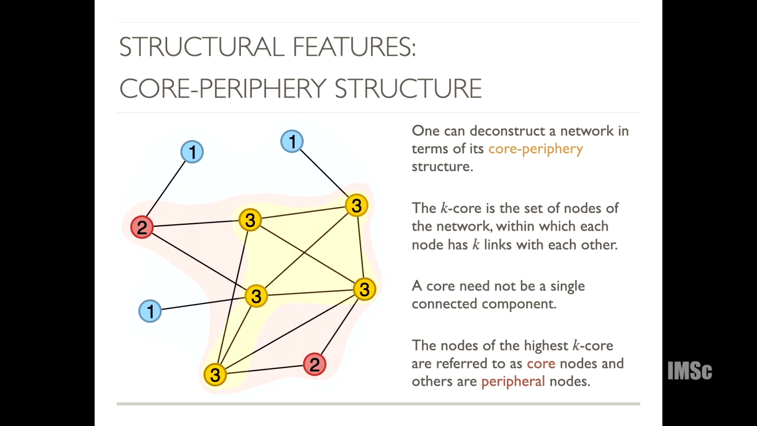No, sorry, it has at least k links with each other. So for example, over here you see that basically all the nodes have at least one link with the other nodes over here. So here this has one link. Okay, fine. This is just what's called the one-core. Basically, it's almost the network itself.